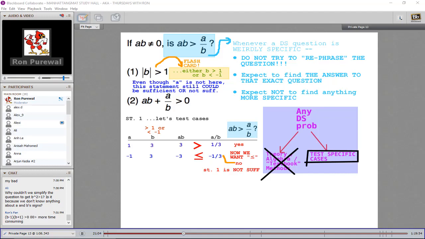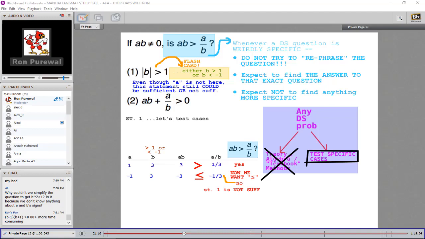Let's talk about statement 2. For statement 2, we got to interpret what statement 2 means. So what does statement 2 mean? You might need to investigate this for a little bit. What does that even mean? Because you can't really pick random values right away that do this. This is going to need some interpretation.